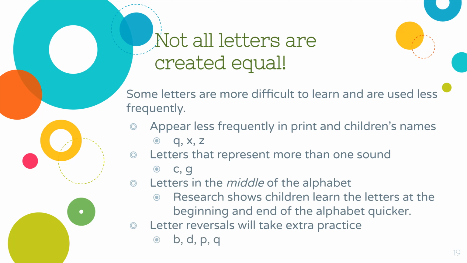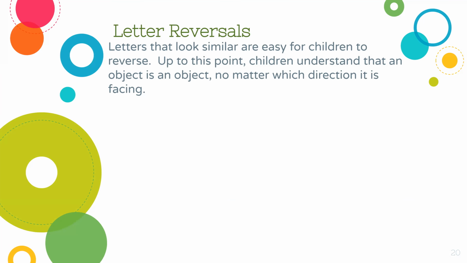So let's talk about letter reversals for just a minute. These are letters that look similar to one another in shape, but they are easy for children to reverse because up to this point, children have gained an understanding that an object is an object no matter which direction it is facing.